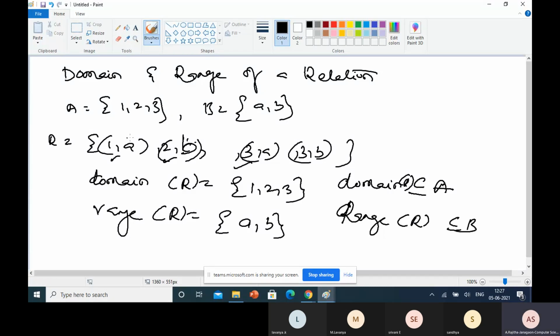Suppose in this relation, this is not there. So in this case 1 is not here. So now the domain is a subset of A. In the previous case, domain of R equal to A. So here the domain is a subset of A. Okay. Now suppose the problem is like this.